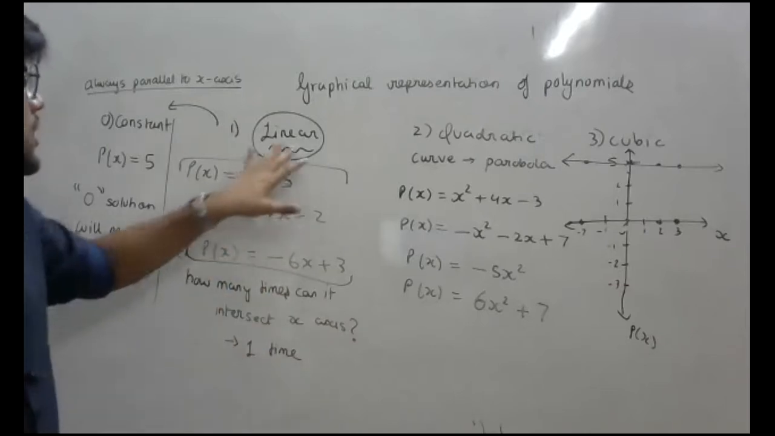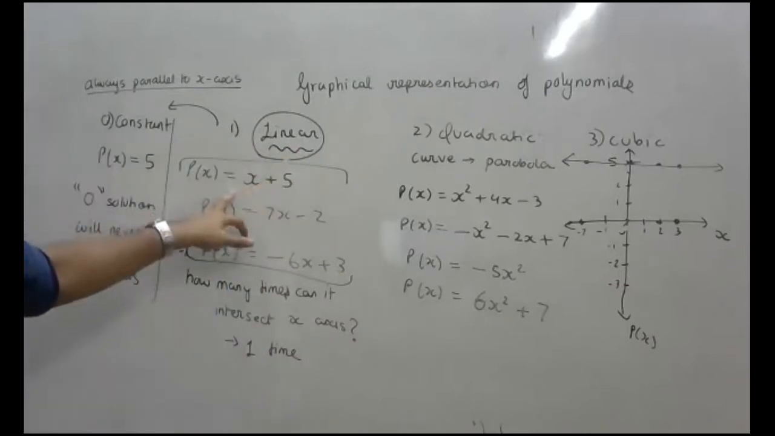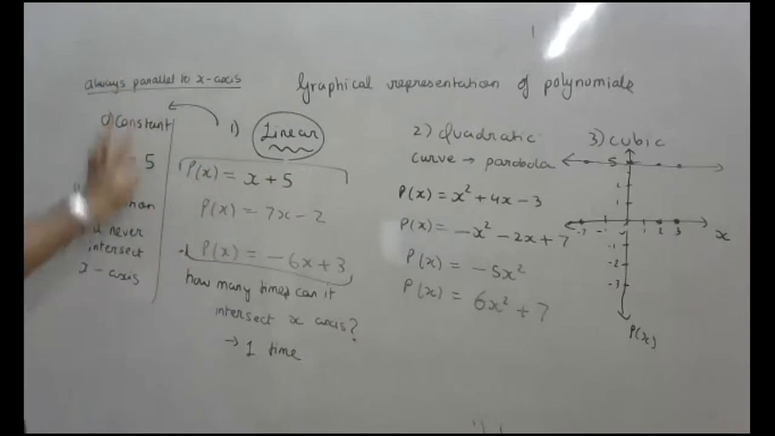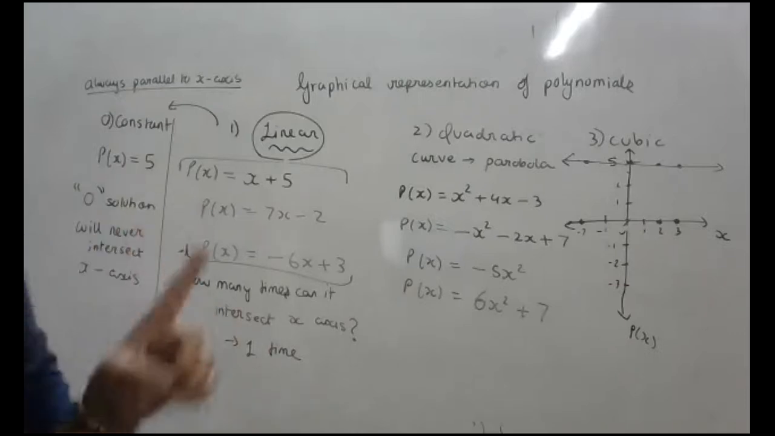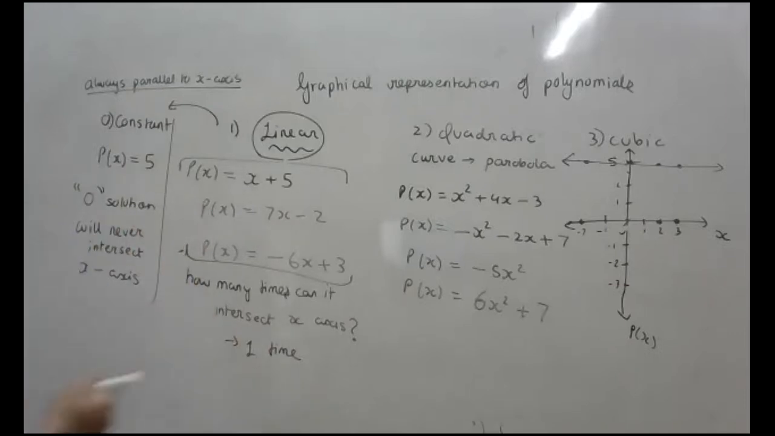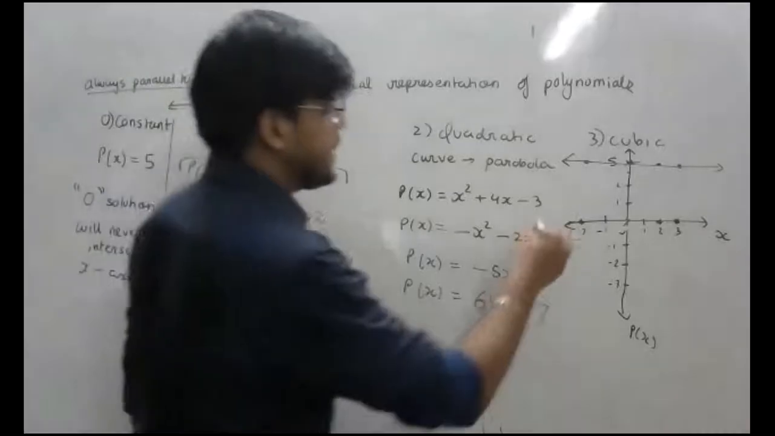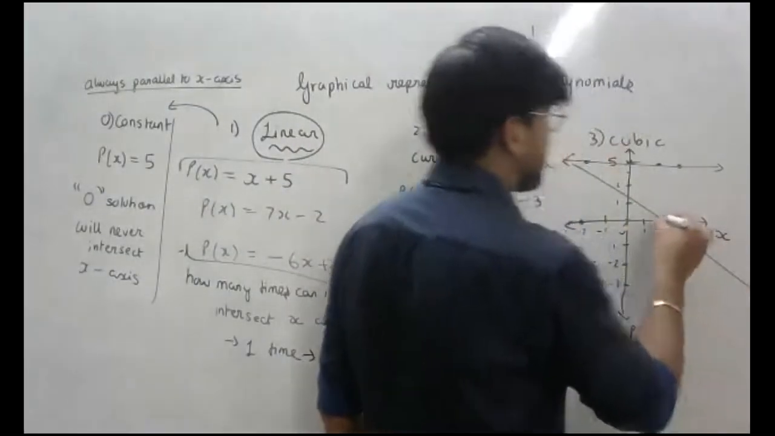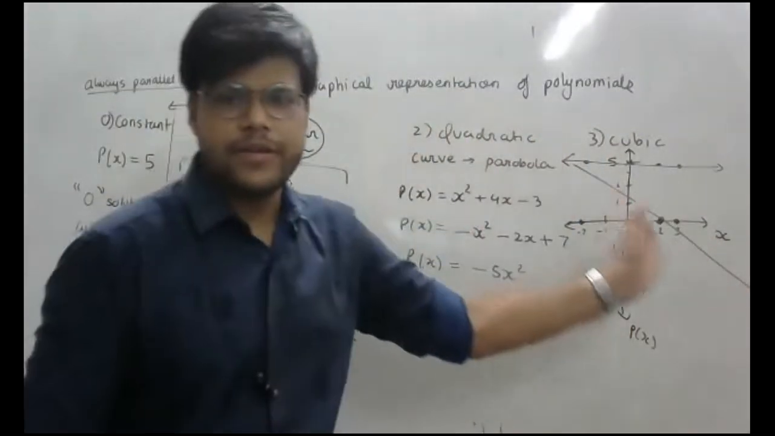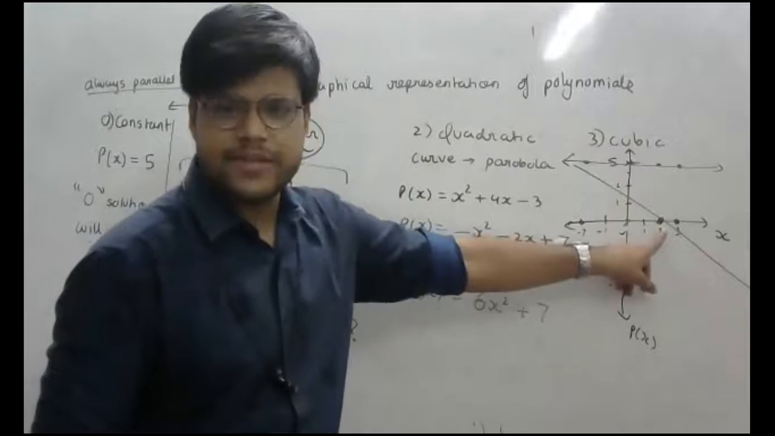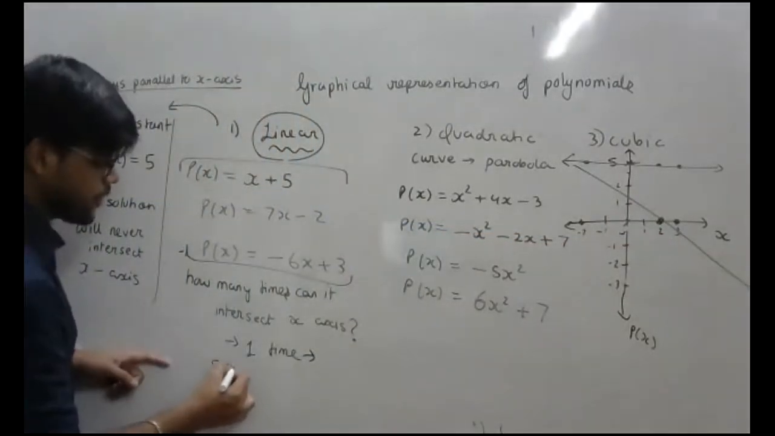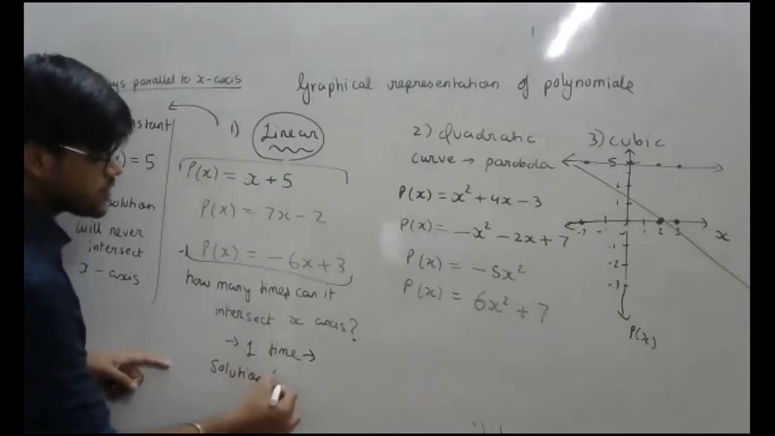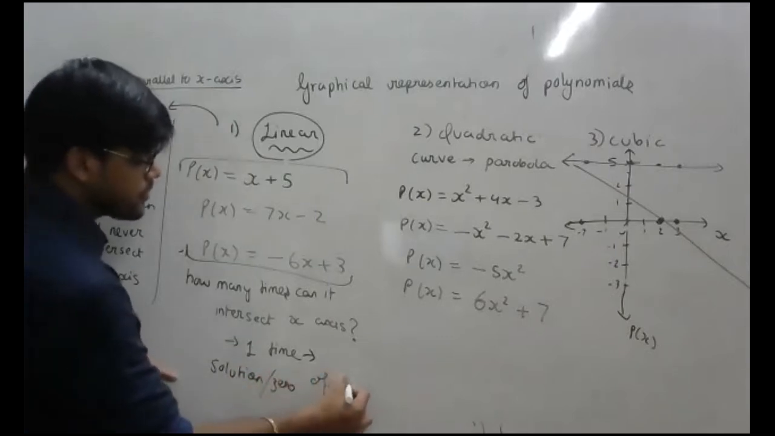Such an equation is called a linear equation and it will also give a straight line. ये भी straight line, ये भी straight line. लेकिन यहाँ पे parallel, no solution. यहाँ पे it will not be parallel, it will intersect one time. So it will have one solution. How many times can it intersect? One time. तो जहाँ पे वो line intersect करती है, that particular point, wherever your graph is intersecting the x-axis, that point is known as the solution of the polynomial. Solution or zero of the polynomial.